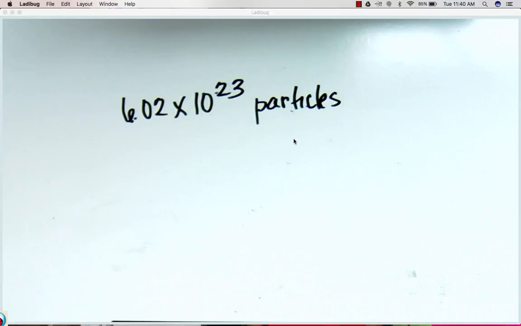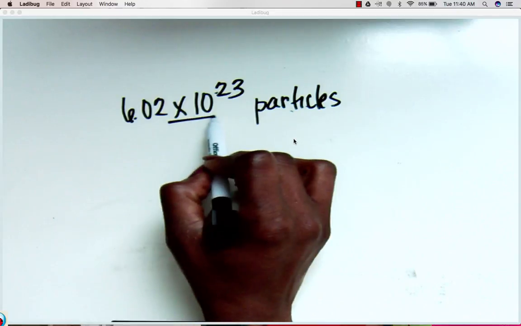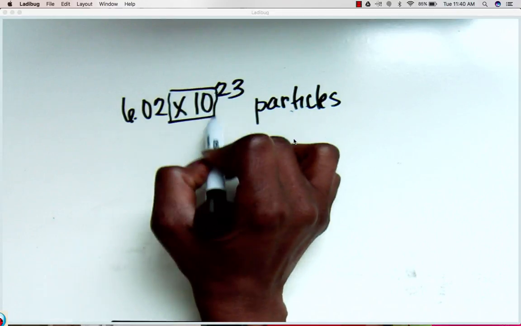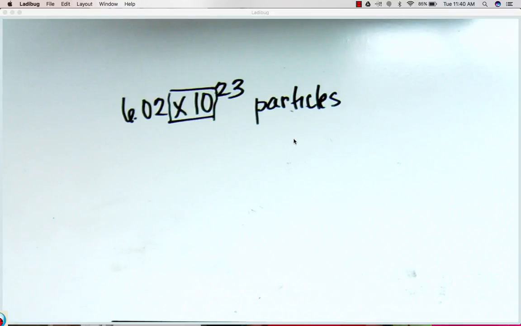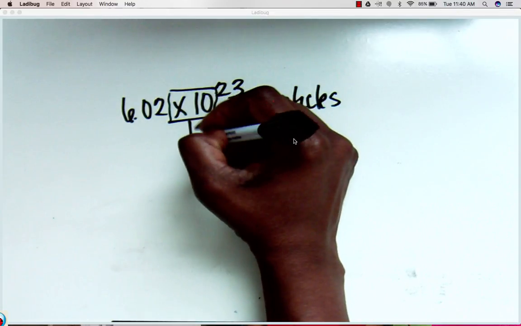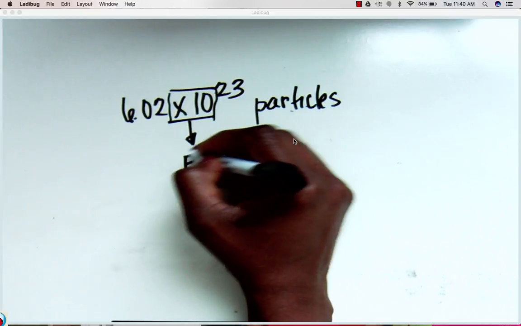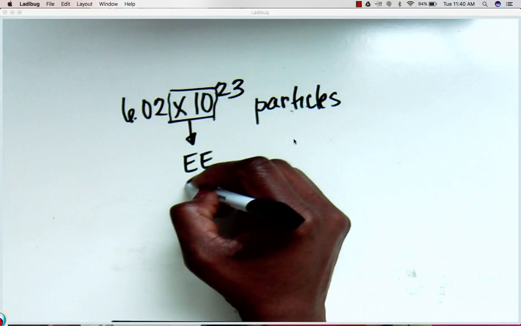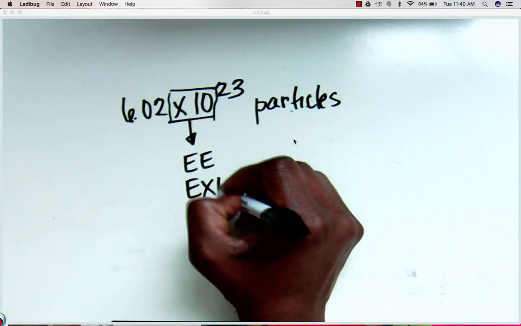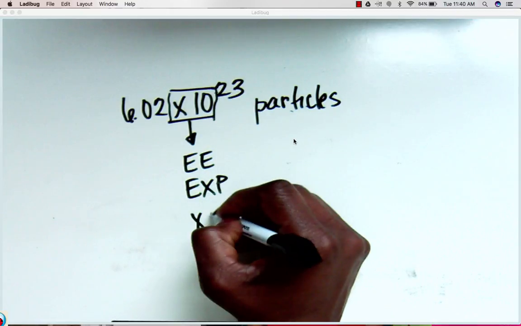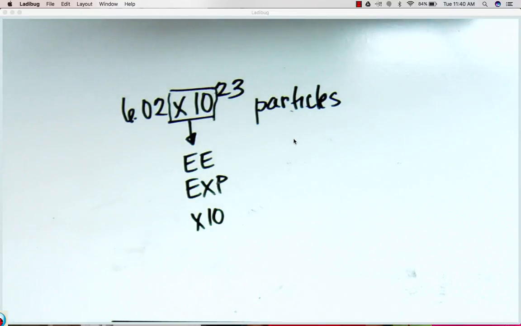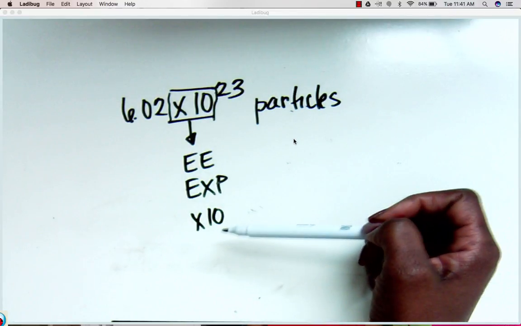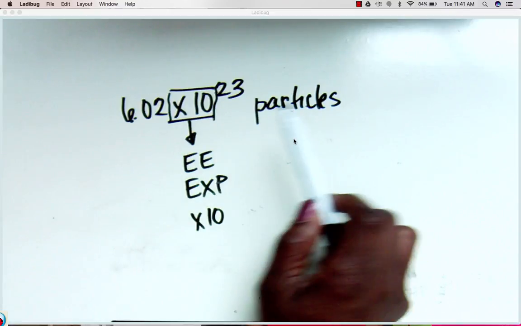One of the things you need to keep in mind as you solve these problems is that when you see times 10, it does not mean to press the times 10 button on your calculator. Times 10 lets us know that our number is in scientific notation. On your calculator, you will see an EE button, an EXP button, or you might even see times 10. You will press one of these three buttons, but do not press times 10.